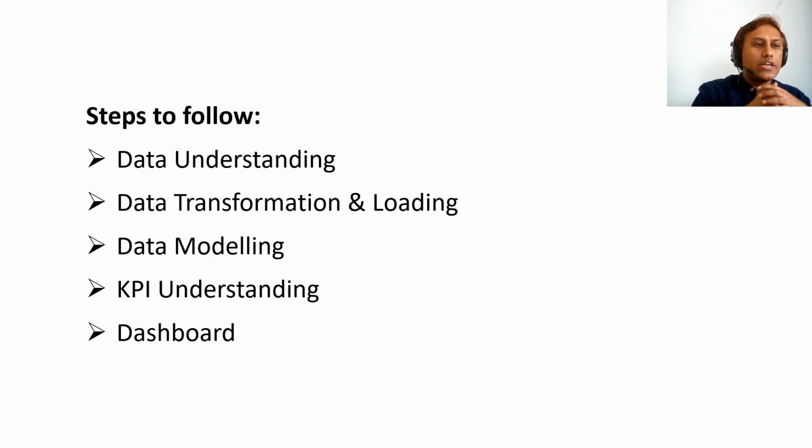Next is KPI understanding. What is KPI? The full form of KPI is key performance indicator. That means, in simple words, these are the attributes or properties that will give us the complete idea about the business, about the trend and pattern. So the key factors that we are going to present, that is KPI.